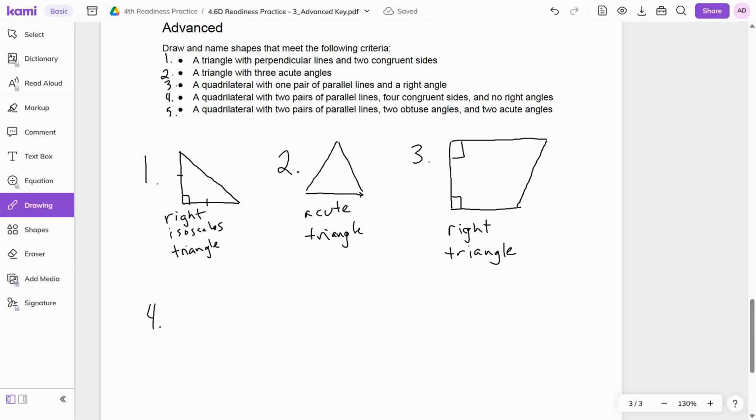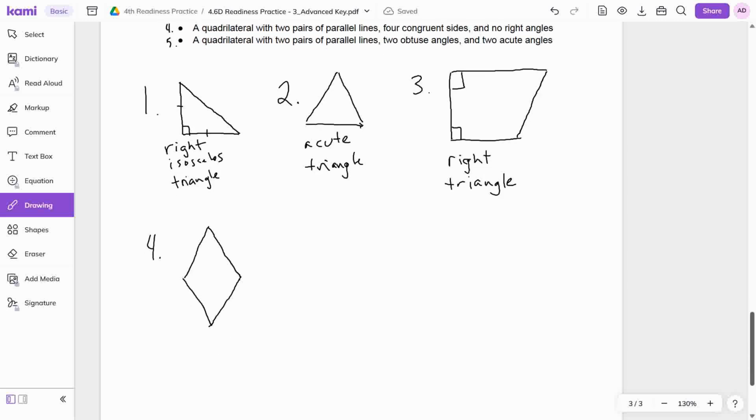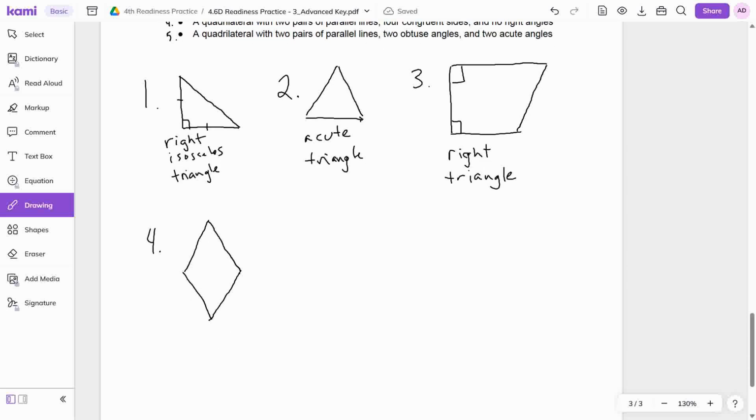Quadrilateral, two pairs of parallel lines. Okay, that's going to be a parallelogram. 4 congruent sides. Okay, no right angles. All right, so this is going to be a rhombus. Okay, so think of it like a diamond. If we're thinking of the shapes that we have on pattern blocks, this would be either the blue or the tan. They're both rhombuses. It's like a square, equal sides, except it's squished so that it's not four right angles.